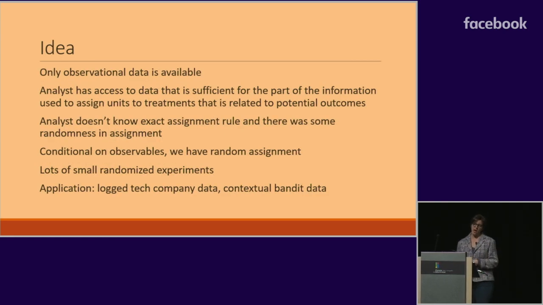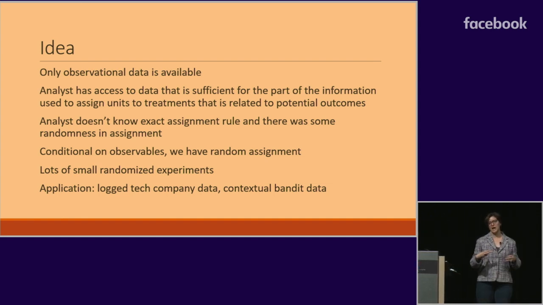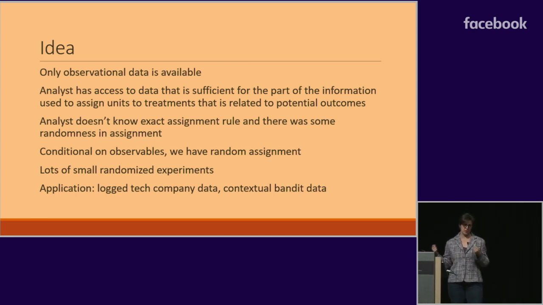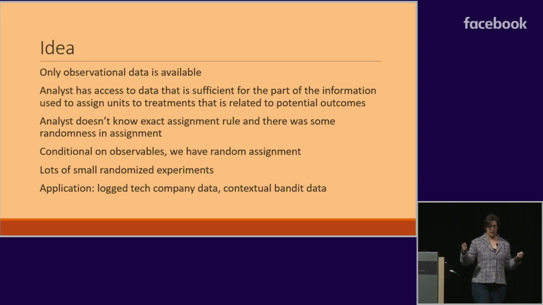So the idea is that only observational data is available. That is, we don't have a simple uniform experiment with A-B testing from the past. The analyst has access to data that has the part of the information used to assign units to treatments and that's related to potential outcomes. So, for example, a tech firm might be deciding, you know, Facebook's going to show you something on the newsfeed based on a bunch of characteristics, and that data is logged by Facebook, the things that go into their algorithm. Now, their algorithm itself is a black box.